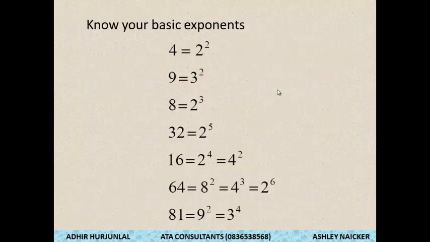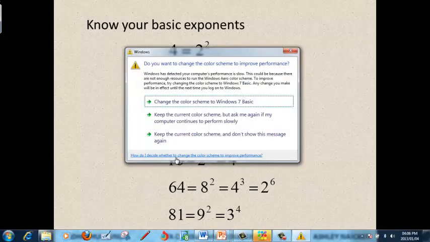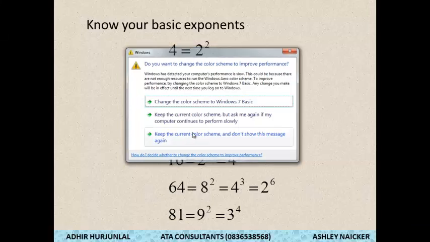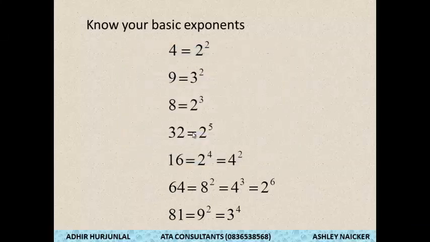In order to understand exponents, we need to know our basic exponents. This will really be helpful. I think by now you should know most of them, or if you don't, try to remember them. For example, I want you to know that 2 squared is equal to 4. 3 squared is equal to 9. 2 to the exponent 5 is equal to 32, and on and on and on. If need be, pause and copy these basic exponents. You will be using them quite often.